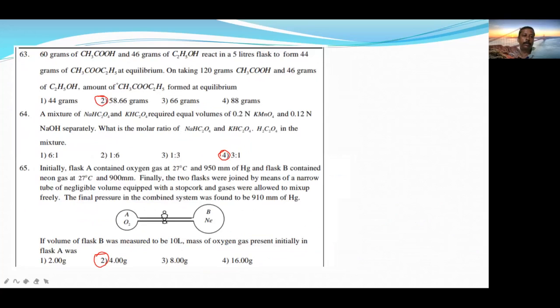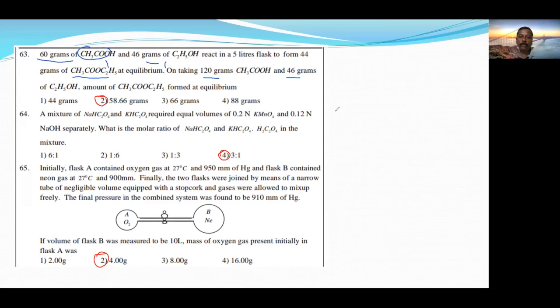Okay, next page is here. 60 grams of acetic acid and 46 grams of ethyl alcohol react in a 5 liter flask to form acetate, that is, ester is formed. On taking 120 grams and 46 grams, find the amount of ester formed. Very simple, you will convert into moles. 60 grams is the molecular mass, so this is 1 mole and this is also 1 mole in 5 liter.